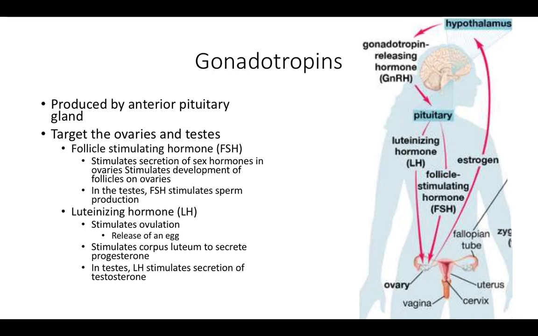So I'm not sure, I can't remember if you guys did the reproductive chapter last semester, but if you did, then this should be something you're at least somewhat familiar with. And then in the testes, luteinizing hormone stimulates the secretion of testosterone. Okay, so follicle stimulating hormone and luteinizing hormone are hormones that come from the anterior pituitary gland and target the ovaries and the testes, or your gonads.